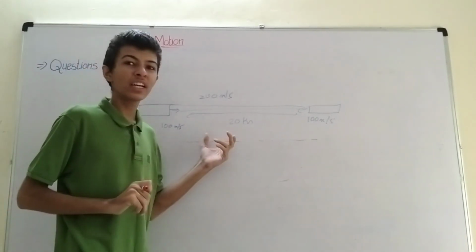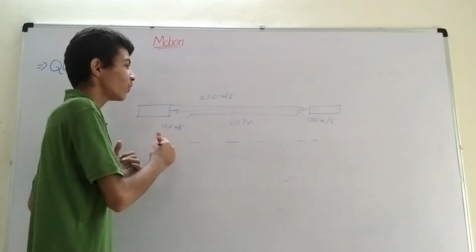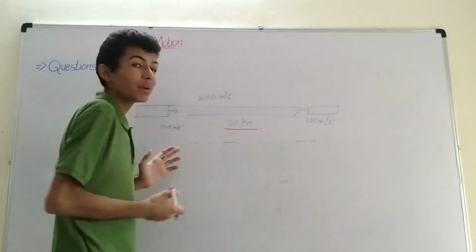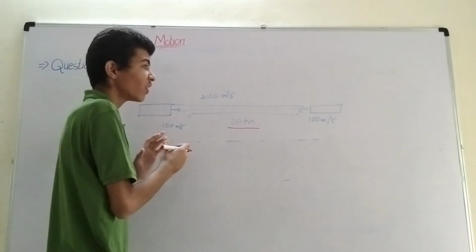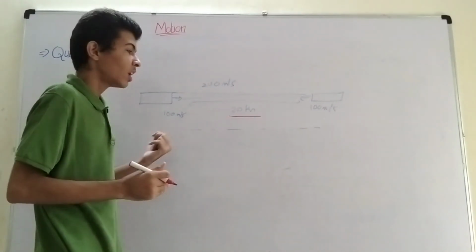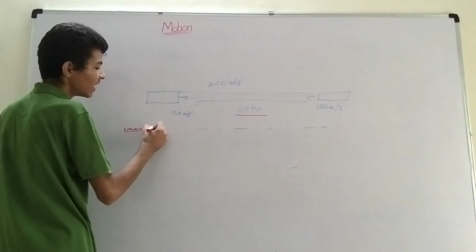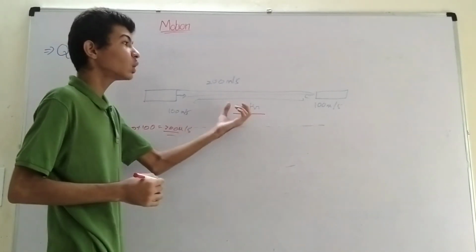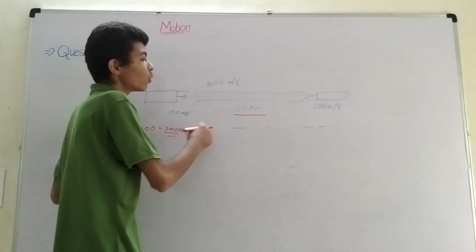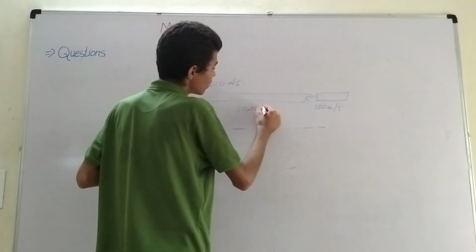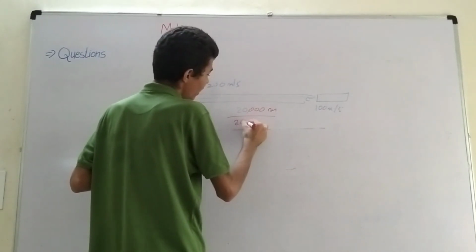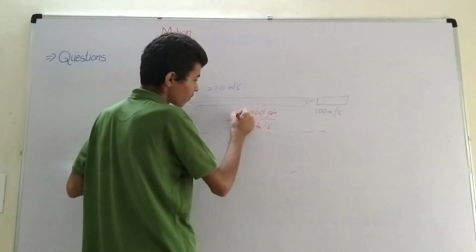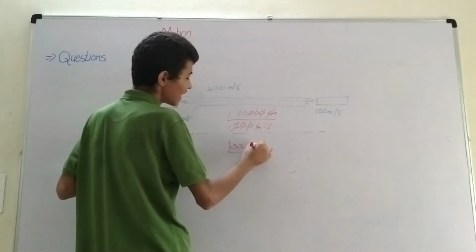So we can first calculate the time after which the trains would collide. Now this is 20 kilometers and this train is moving with 100 meter per second in this direction and the other 100 meter per second in this direction. So they are covering the sum of the distances in 1 second. So we have 100 plus 100, that is 200 meter per second. So they have to cover about 20 kilometers, or we can take that as 20,000 meters divided by 200 meter per second, and the meter would cancel out. So they would take 100 seconds to collide.